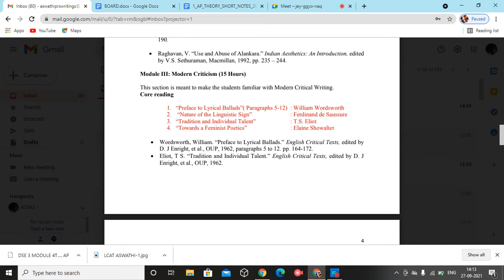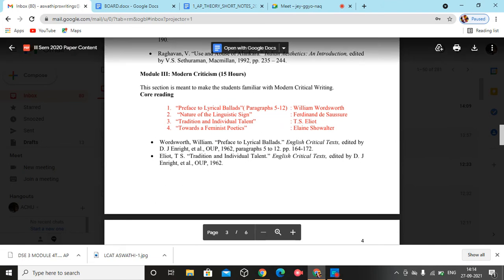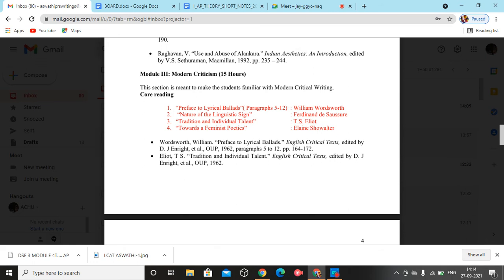So some of them are not only creative writers but also theorists, or they are well versed in the area of literary criticism as well. Some of them are purely theorists. They are known for the area of theory itself. So two of them are familiar to you, two of them are not.